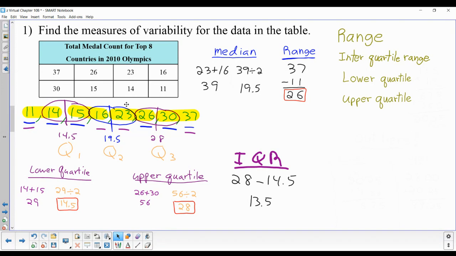The upper and lower quartile, you must find the median first, and then find the medians of both the upper and lower halves. Those medians are called your quartiles, and that's how you find your upper and lower quartile. And then the last measure of variability, the interquartile range, was found by subtracting your upper and lower quartiles, your largest and smallest quartiles.